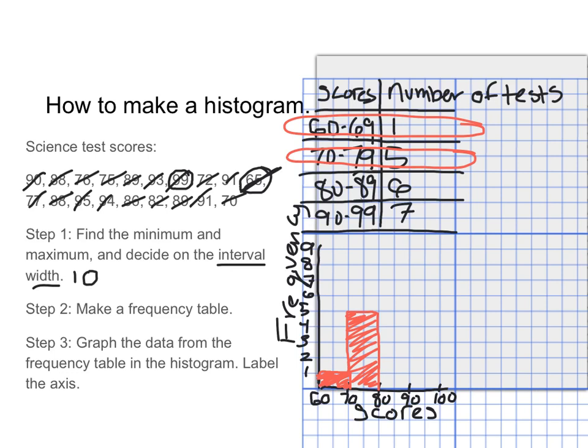And then from 80 to 90, I should be up at 6. And from 90 to 100, I should be up at 7. So looking at the histogram, we can see that most people had scores higher than 70, with the largest number of people being between 90 and 100. Now you're going to do one on your own.